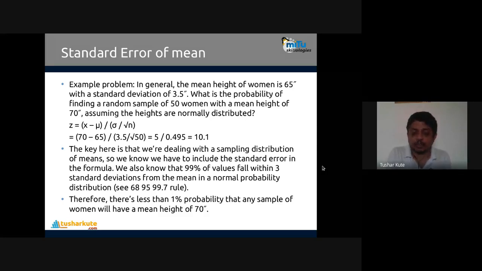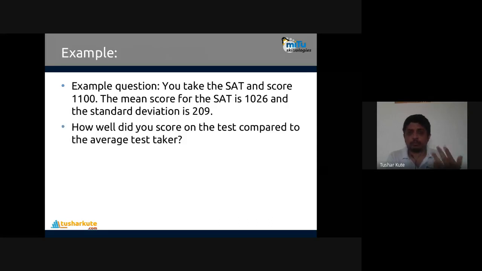So the meaning is there is standard error of the mean. The key here is that we are dealing with a sampling distribution of means, so we know we have to include the standard error in the formula. We also know that 99% of values fall within 3 standard deviations from the mean in a normal probability distribution. Therefore, there is less than 1% probability that any sample of women will have a mean height of 70 inches. This is how the standard error of the mean is calculated with the help of the Z score.